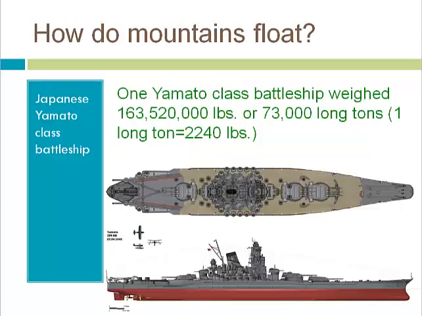Which leads us to, how do mountains float? I've already given you that when we did the isostasy lab, it's the same thing. One Yamato class battleship weighed 70,000 long tons, or 163,520,000 pounds. And the question is, well, how does it float?